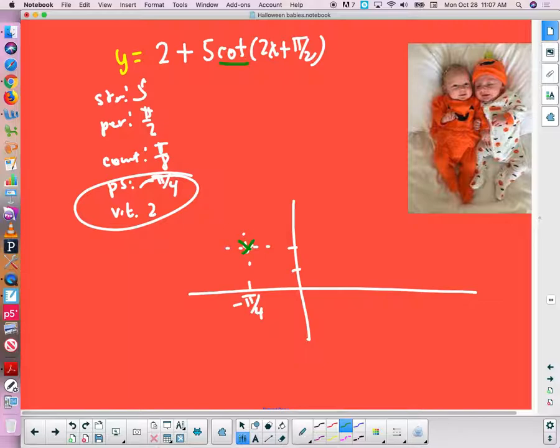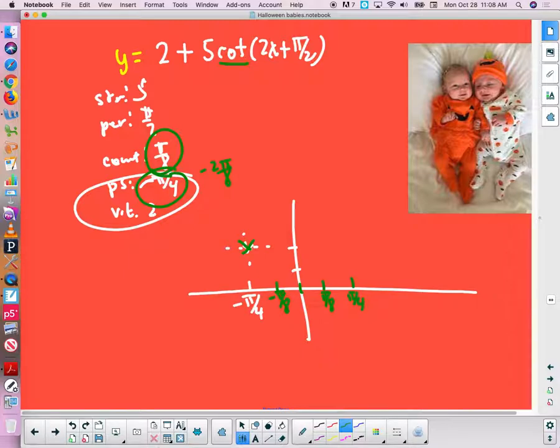How far? 5. Because it's positive. So immediately to the right of my target, oh, I didn't label. I'm going to do that now. I'm going to make this negative 2 pi over 8. Count by pi over 8. This is negative pi over 8, 0, pi over 8, 2 pi over 8.